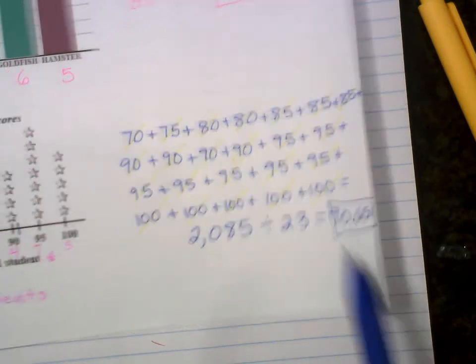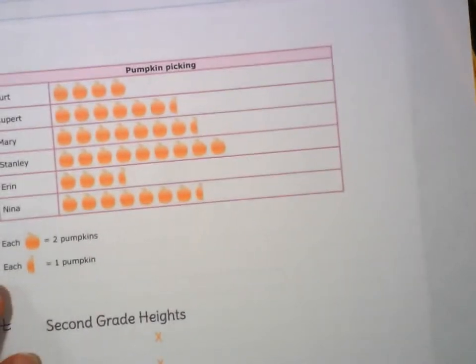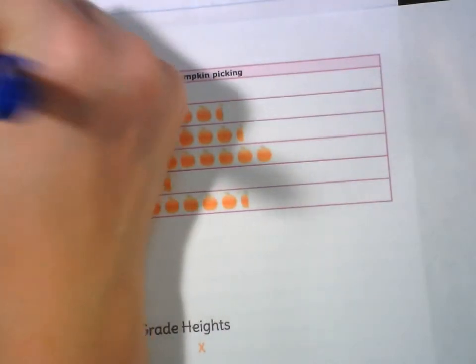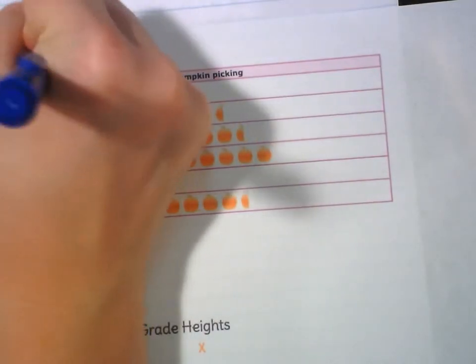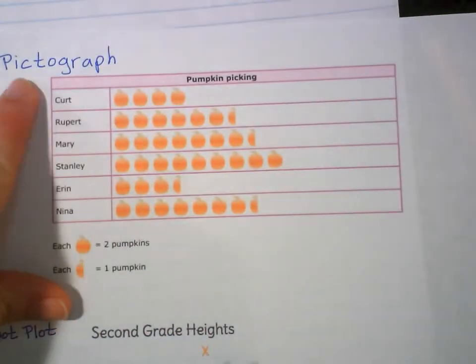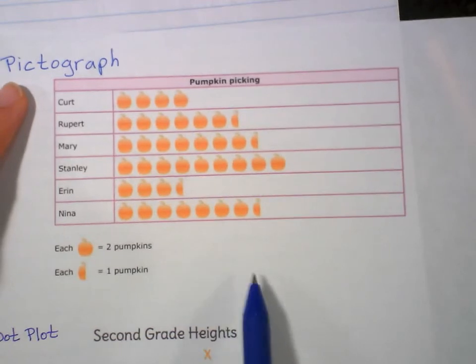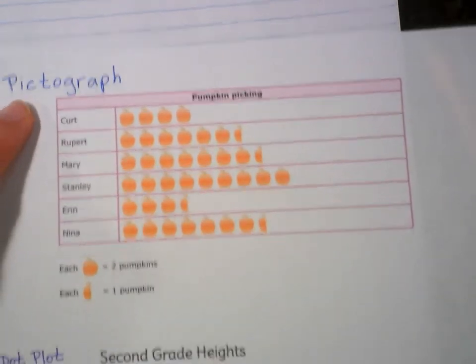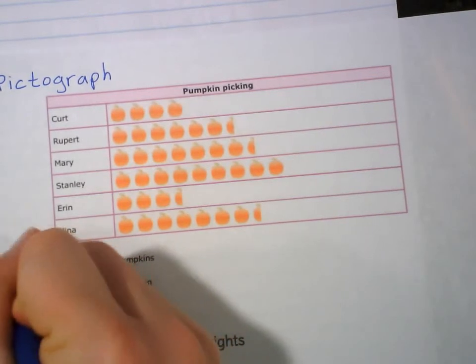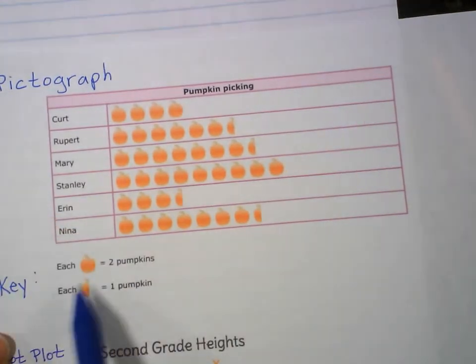Okay, let's do our last example for today. We're going to have one more pictograph. Pictograph. It's just a graph of a picture. So it's really important, guys, to read the key. This is crucial. Read the key.